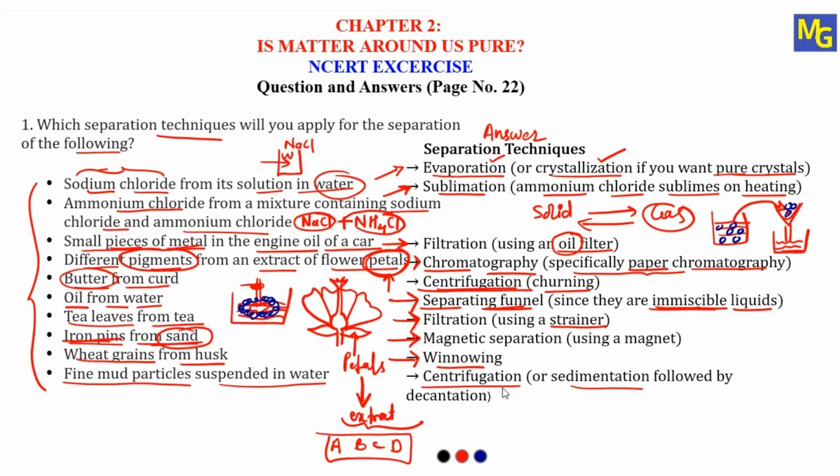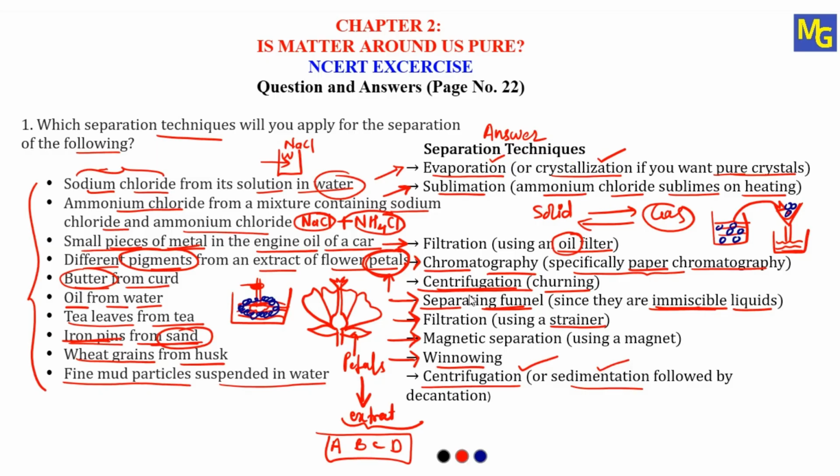Centrifugation means we take that water into the instrument and rotate it. We allow the liquid to move at a very high speed, due to which the high-weight particles will settle at the bottom, and the clear solution will come at the top. That is called centrifugation, or it is also called sedimentation. So these are some of the techniques used to separate all these mixtures.